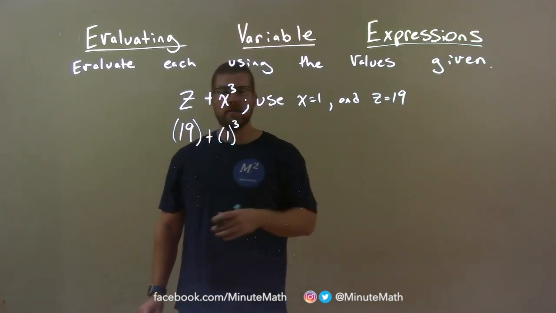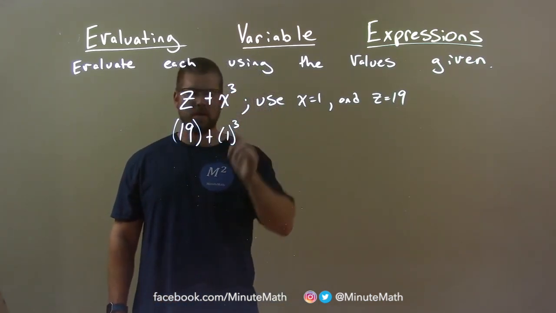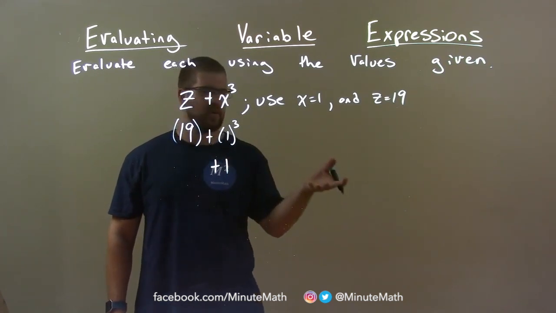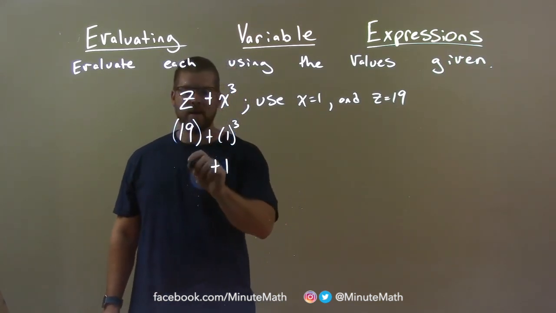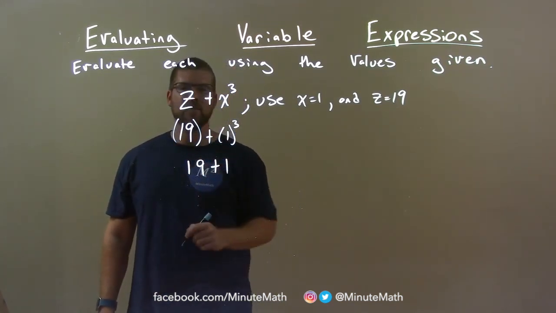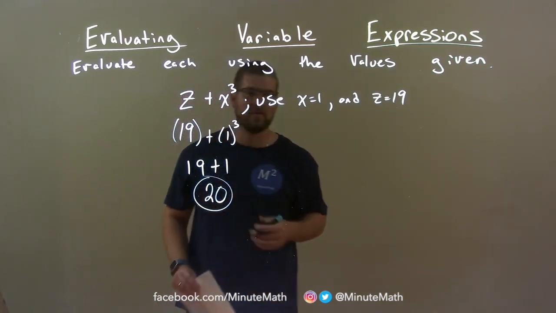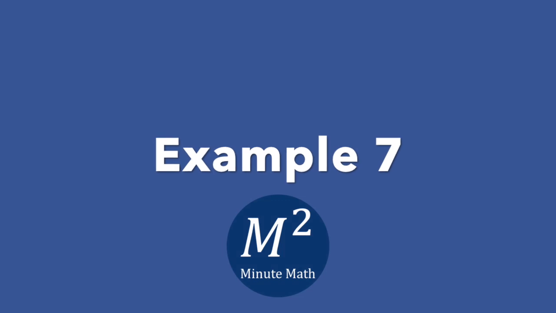Okay? Now let's simplify. 1 to the third is just 1. Remember, 1 to the third, 1 times 1 times 1 is 1. Bring down the 19. 19 plus 1 is 20. So our final answer here is just 20.